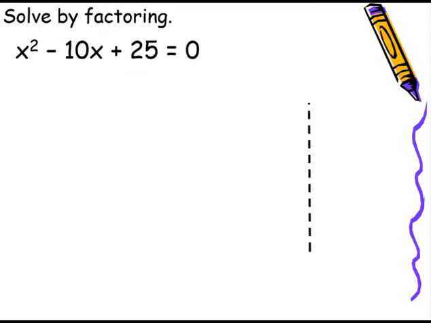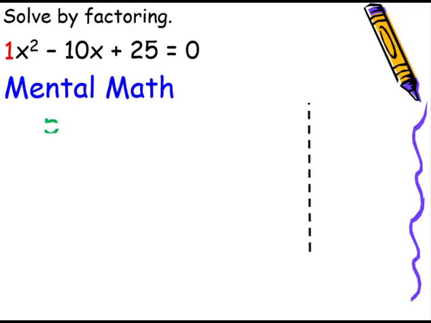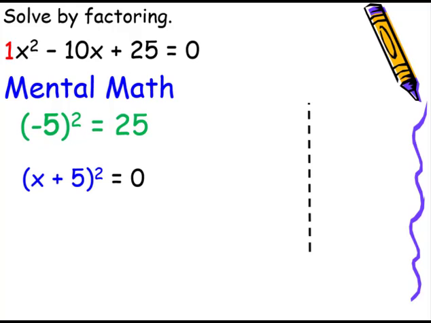Let's solve by factoring. In this particular case, the leading coefficient is a 1. Let's use some mental math. We are going to take half of negative 10, which is negative 5. Negative 5 squared is 25, which is equal to the first term times the last term. X squared minus 10x plus 25 factored is x plus 5 squared.